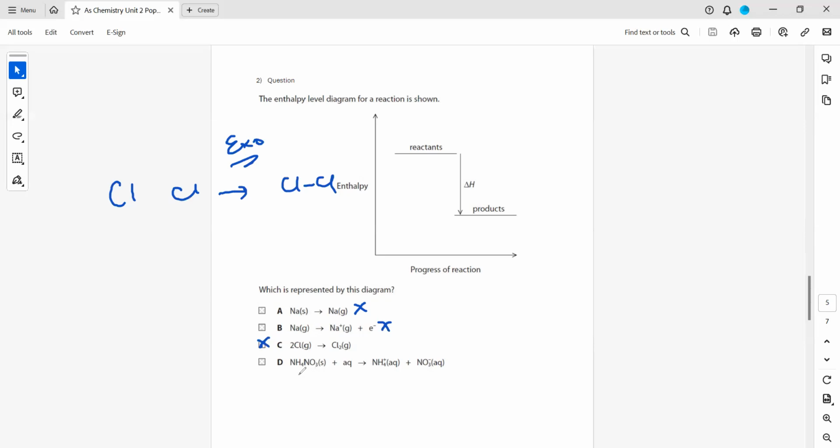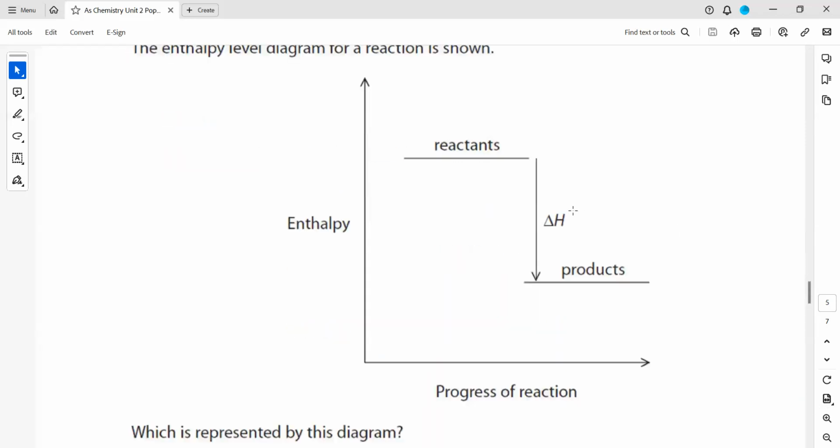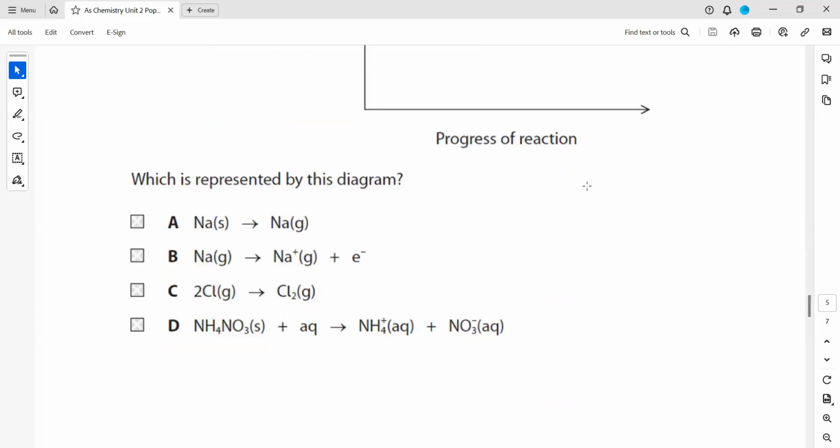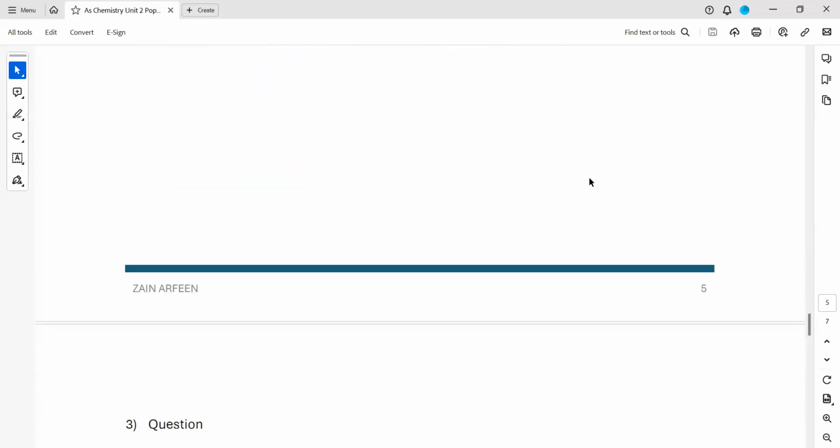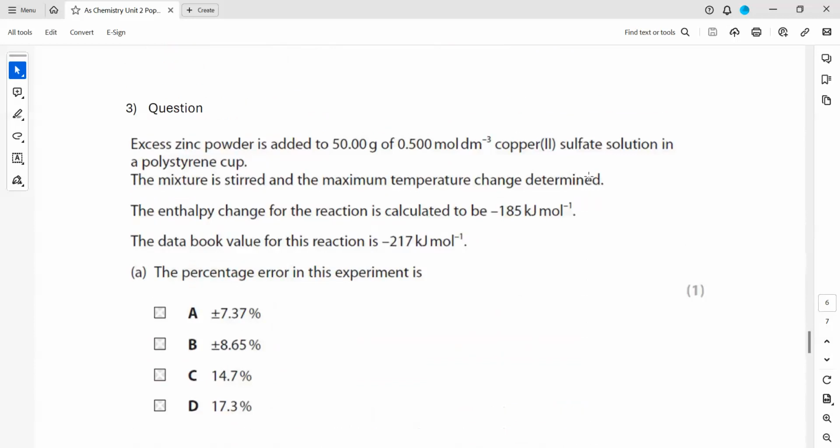And here bond breaking is there. As you can see, aqueous ammonium nitrate is there. When we add water, it will dissociate into ammonium ion and nitrate ion. So the bonds are breaking. Whenever bonds break, that is an endothermic reaction. So bond breaking is endothermic, bond forming is exothermic. So the option C, the bond is forming between the chlorine atoms. That's why it is exothermic.